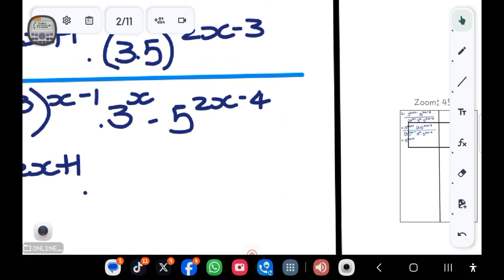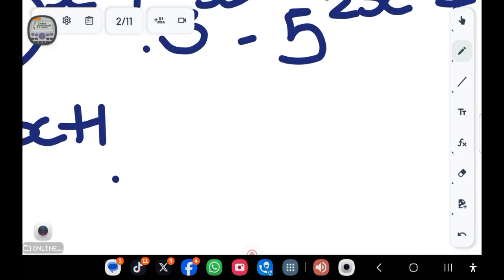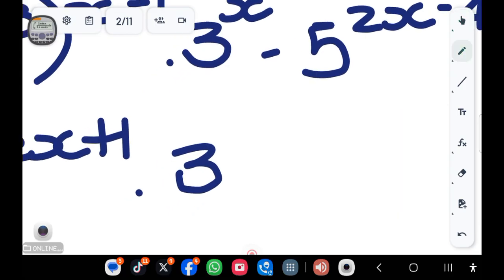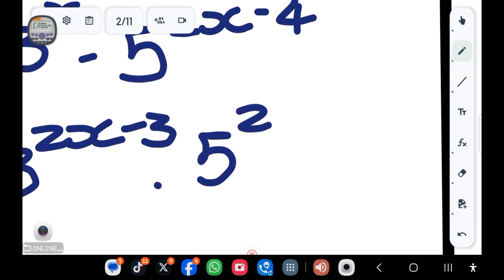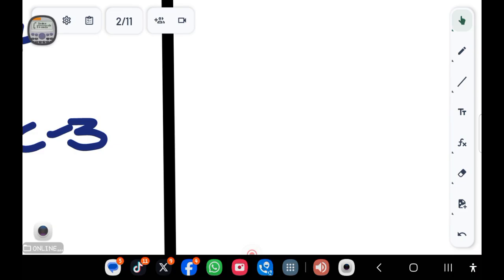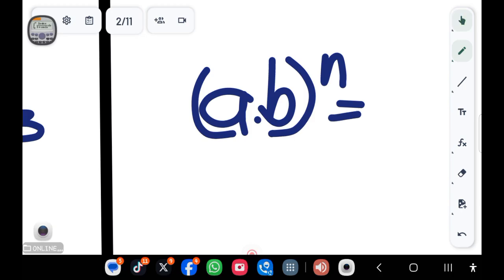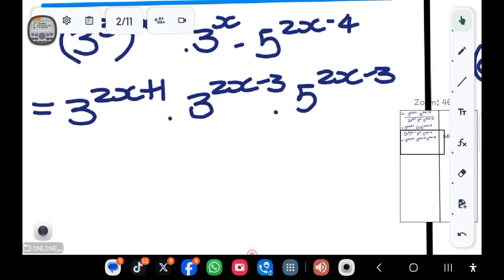Now the law that we apply here is that when you have a product of two numbers raised to the same power, you take the one factor, raise it to the power, and multiply by the other factor raised to the same power. So that will be 3 to the power of 2x minus 3, and the same thing happens to 5. We raise that to 2x minus 3. This is the law: if you've got a times b, all raised to the power of n, that becomes a to the power of n times b to the power of n. Just wanted to make sure you understood that law there.